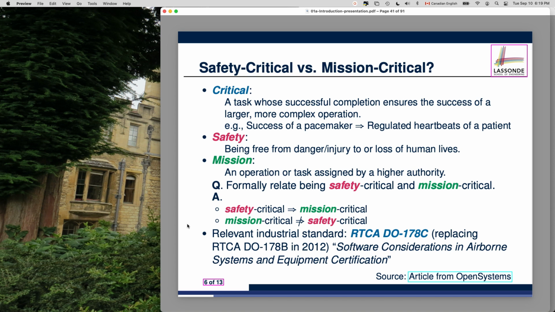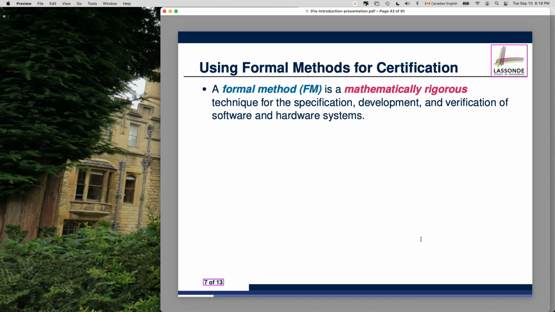Okay. Yeah, and that's the article. That's the extract you can also refer to. Okay, let's now move into how we can use the formal method for certification.